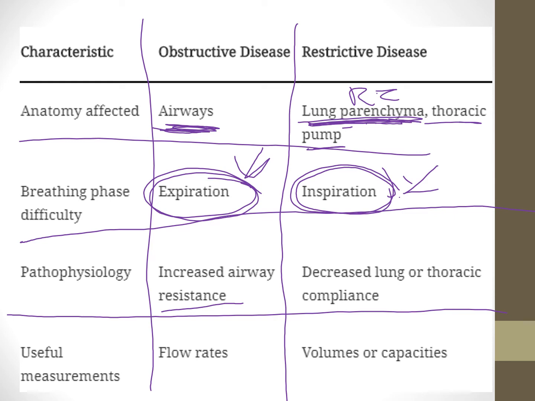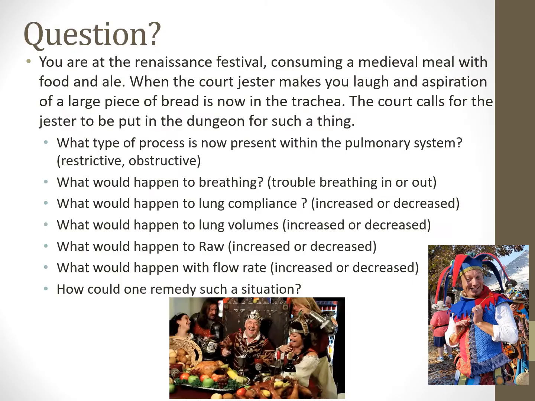Pathophysiology, we're going to have an increased airway resistance, so an increase in our transairway pressure with obstructive disease. With restrictive, we're going to have decreased compliance. Overall, that's volume over pressure. Flow rates is what we're going to use to measure someone's level of obstruction. If we want to look at someone's level of restriction, we're going to look at their volumes and capacities.